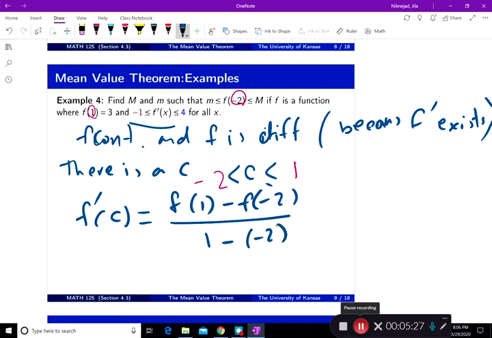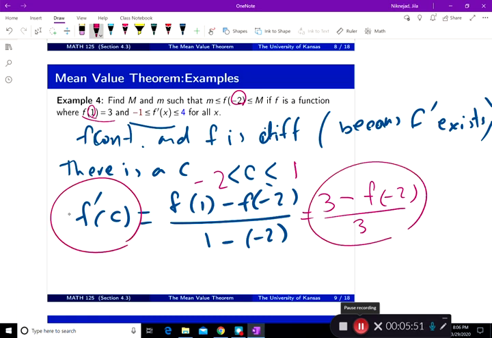Now, what do I get up there? Up here, I know f of 1 is 3, then minus f of -2. I don't know anything about f of -2. I just want to find some bounds for it. And then the bottom, I get a 3. Now, this is going to be equal to some f prime of some point c. But I know something about f prime. F prime, no matter what it is, it's going to sit between -1 and 4.